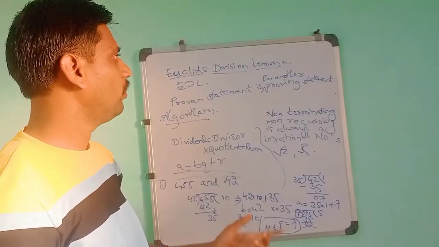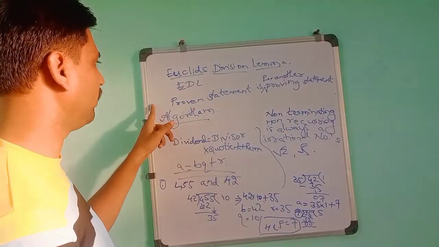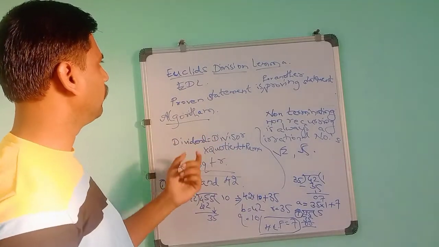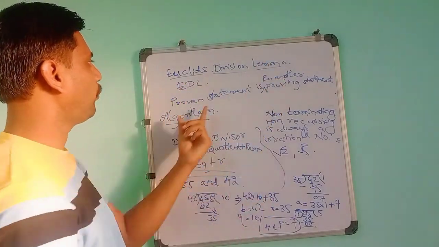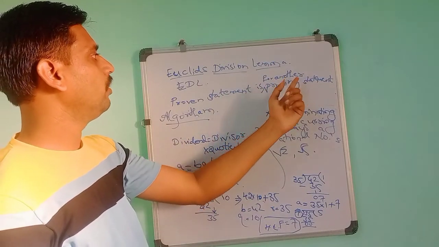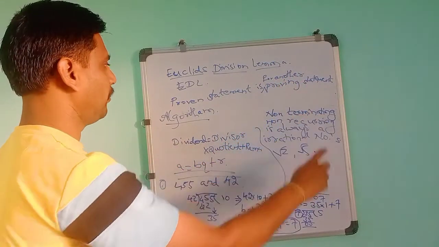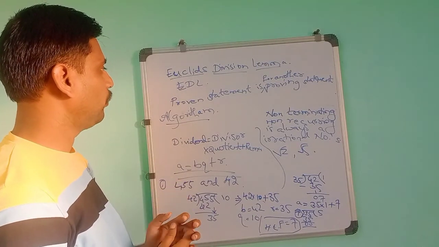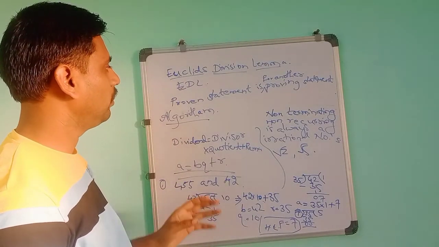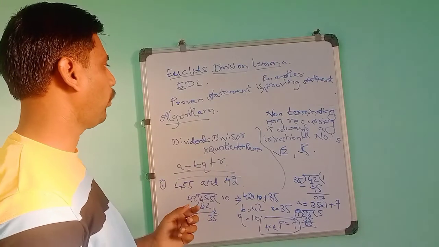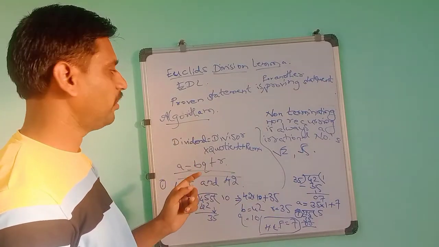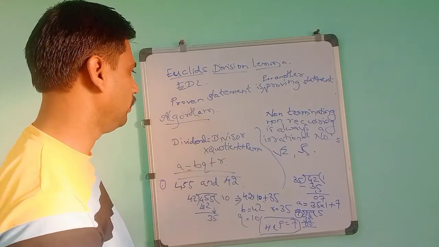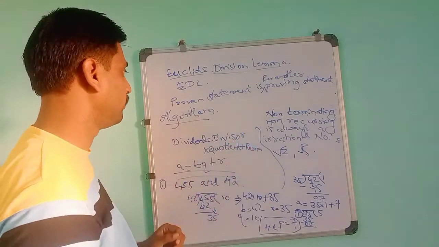Due to a phone call, it was not clear in this sentence, so I will repeat this once again. Lemma means it is a proven statement used for proving another statement. Algorithm means it is a step-by-step procedure to do a type of problem. So these are the major steps. Stepwise it is going to prove the problems.